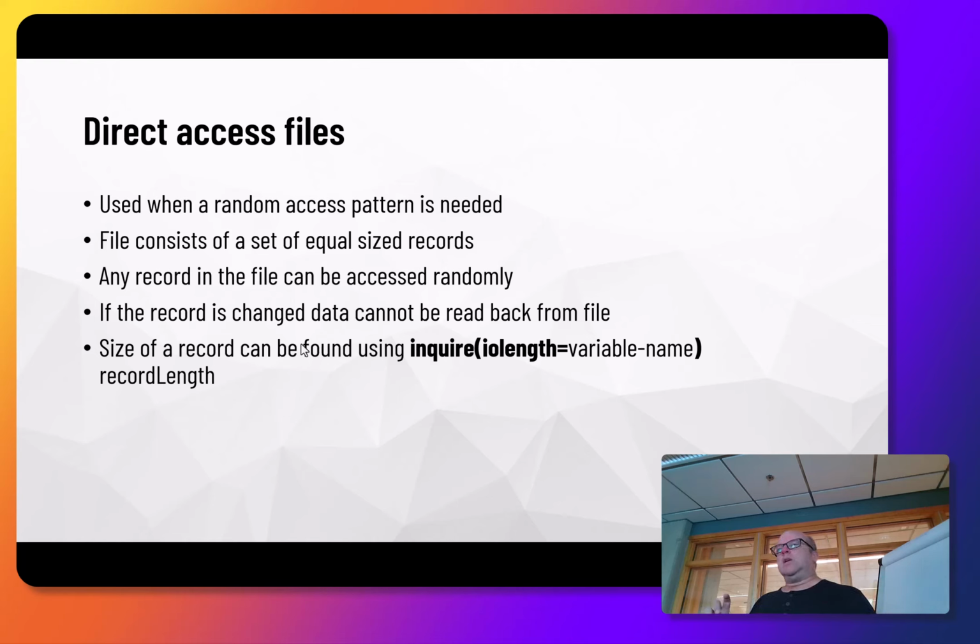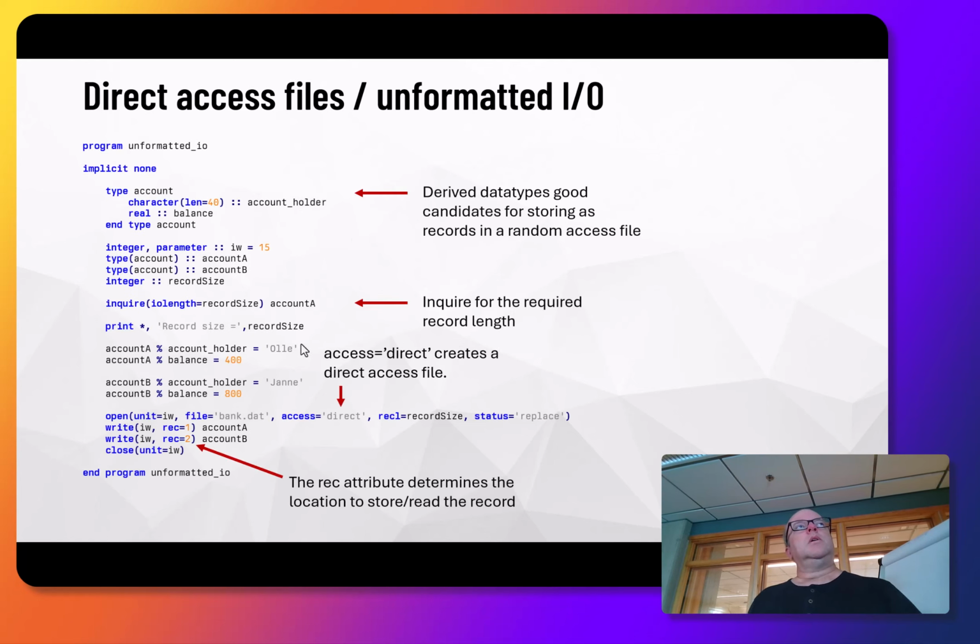And also, if you change the record size, for example, if you change the derived data type that you store, you can't read the data back. It has to be exactly the same thing, same format as you wrote it. The size of a record can be found using inquire, so you can query the length of the variable using the inquire statement. So here is an example.